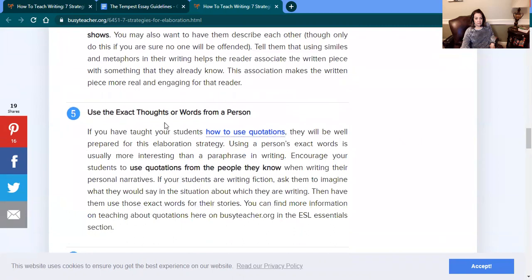And then use exact words. All of you will be doing this, so just count on using number 5. Use the exact thoughts or words of a person, direct quote.